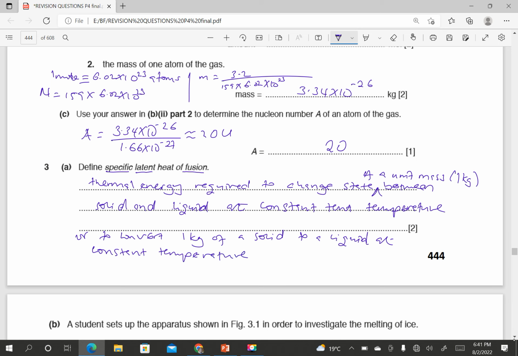So the reason why I gave it like this is because even when it is liquid to solid, it is still specific latent heat of fusion. So it can be a change of state between solid and liquid, either liquid to solid or solid to liquid. So it is still the same amount of heat. Although solid to liquid it might be required, yet liquid to solid it might be given out. So that is what we call the specific latent heat of fusion.